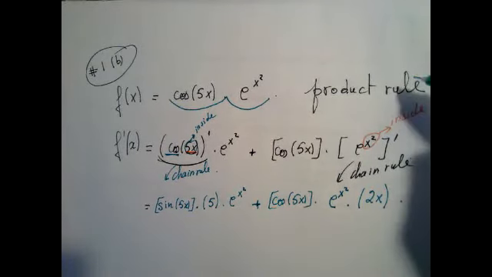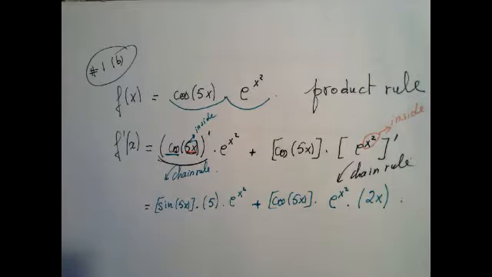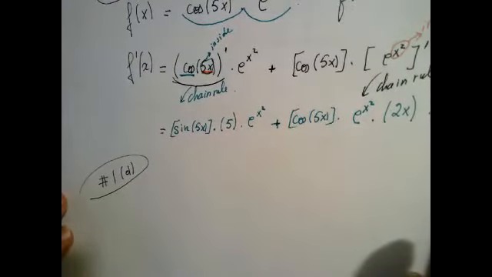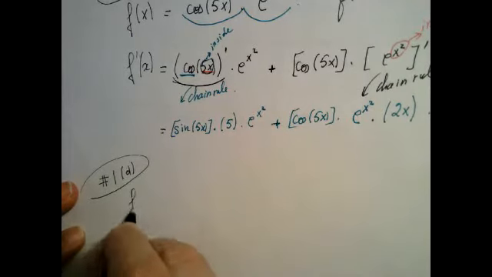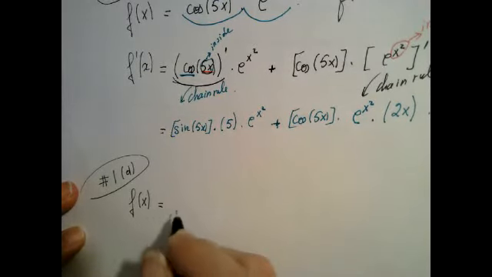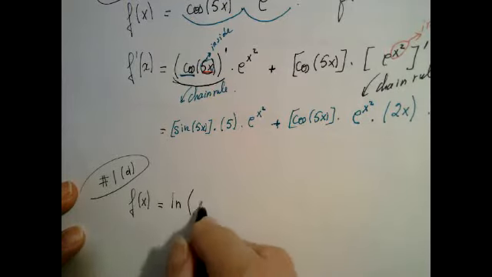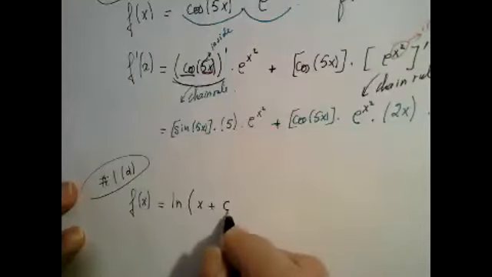So it's product rule first, because we have a product of two functions, and at every step we have to use the chain rule, because we have a composition of two functions. Questions? Please feel free to ask your question as I move on. Now, number 1D. All right, number 1D, what is it about? So number 1D is basically, my goal is for you to remember chain rule. So it's ln of x plus c, c is a constant.